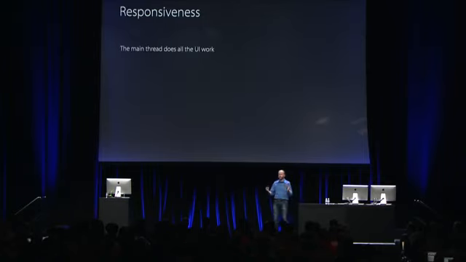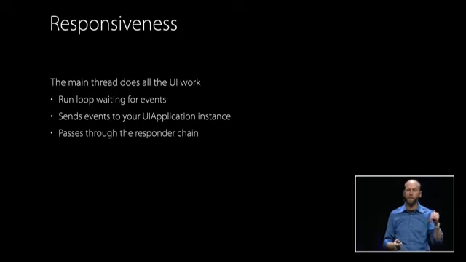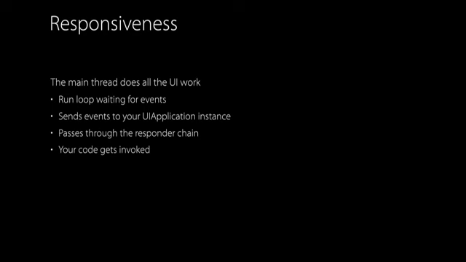So the way your application works is the main thread does all the user interface work. It's responsible for responding to user input and then updating your views. And the way it handles the user input is that the main thread has a run loop that's just watching a queue, called an event queue, and waiting for events to appear on it. When an event appears, it sends it to your UIApplication or NSApplication instance, which then passes the event down through the responder chain in your application. And if your application wants to respond to that event, then it goes ahead and invokes your code.